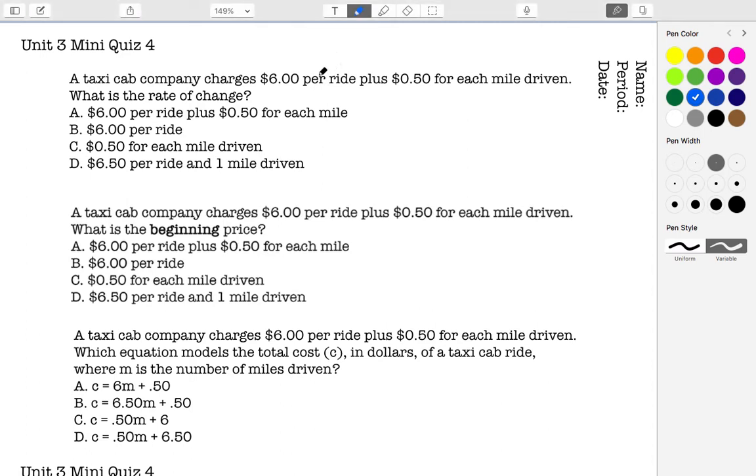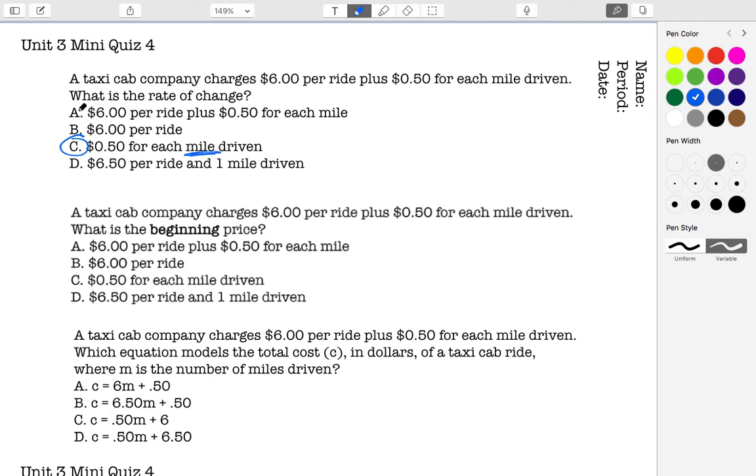So should the rate of change fluctuate? Should it be something that changes based on your given information? Yes. So it's not your starting point, so you've got to look for something that actually is changing. Would it be the whole thing, $6 per ride plus 50 cents for each mile? No. Would it be $6 per ride? No. Would it be 50 cents for each mile driven? Yes. Would it be $6.50 per ride and 1 mile driven? No. So we're only saying that this would be your rate of change because it actually changes, based on how many miles you drive.